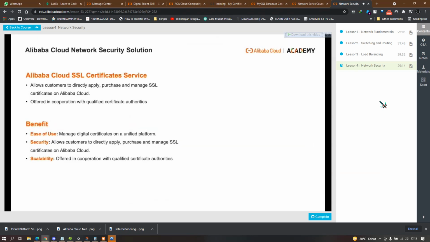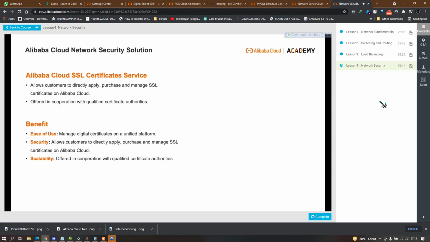Okay. So the last security solution from Alibaba Cloud I'd like to introduce to you is the Alibaba Cloud SSL certificate service. With this service, customers can directly apply for, purchase, and manage SSL certificates on Alibaba Cloud. And you don't have to manage it by yourself. There will be a unified service used to manage it, right?